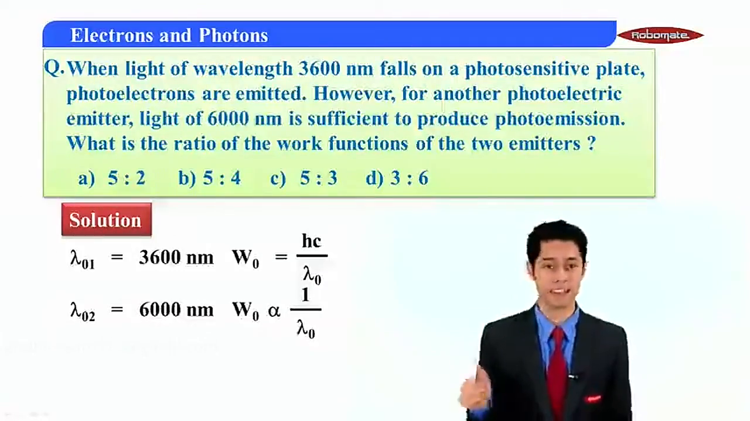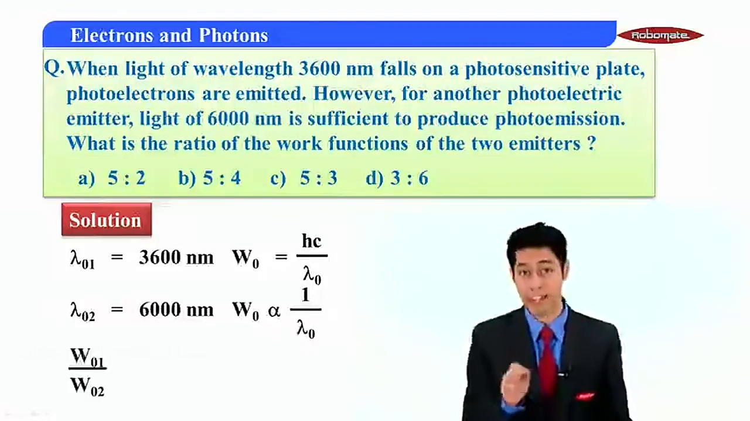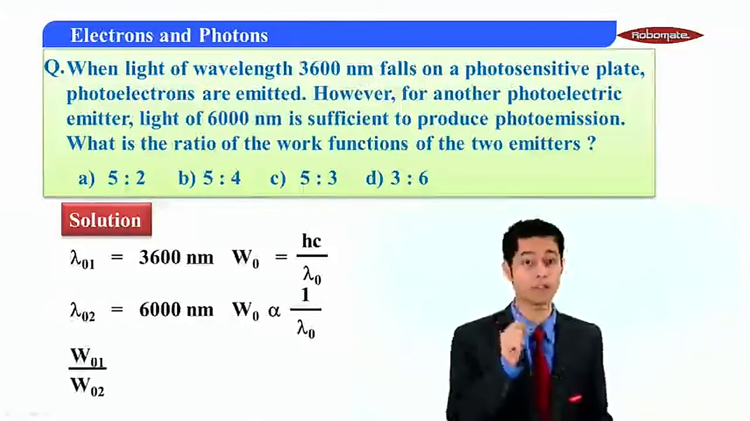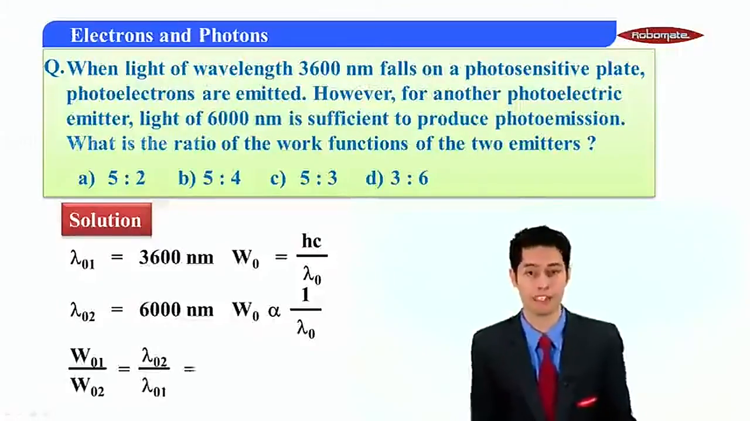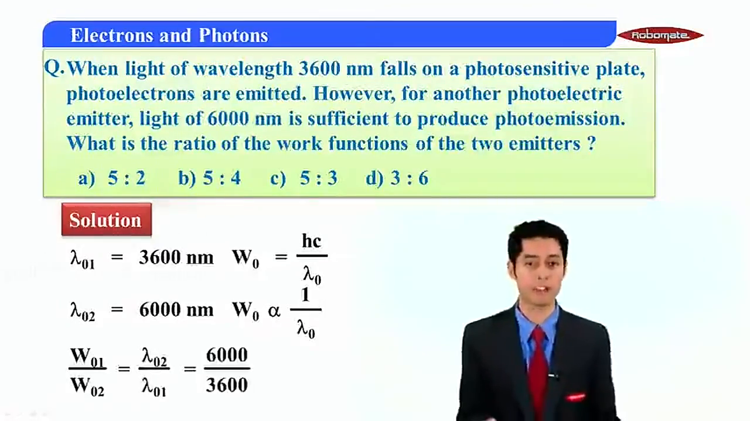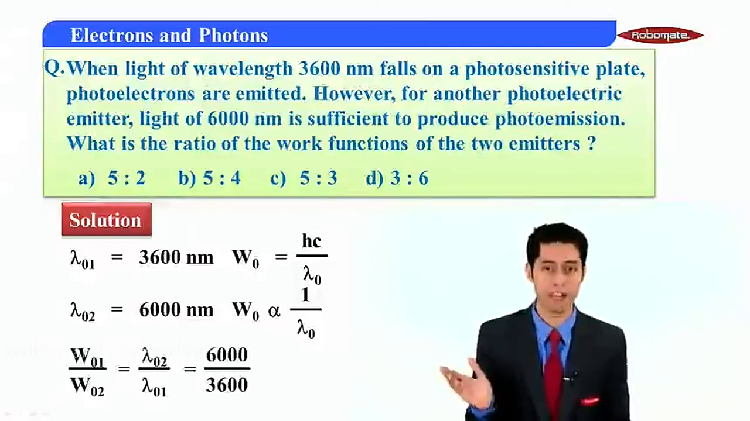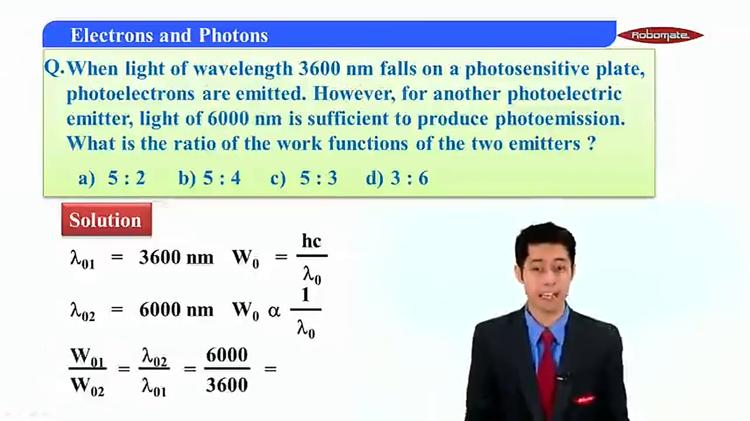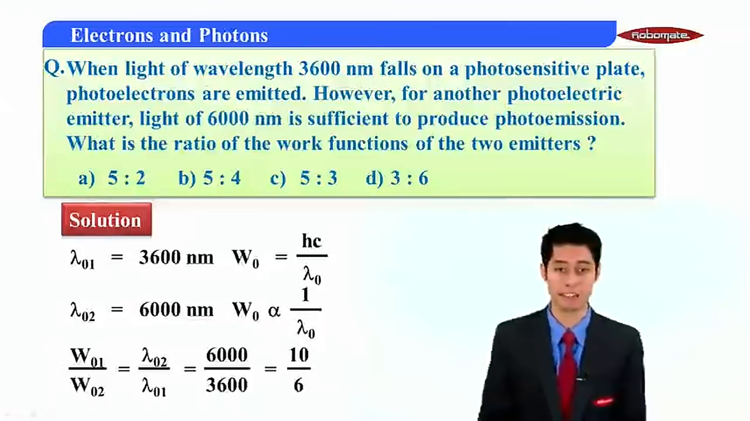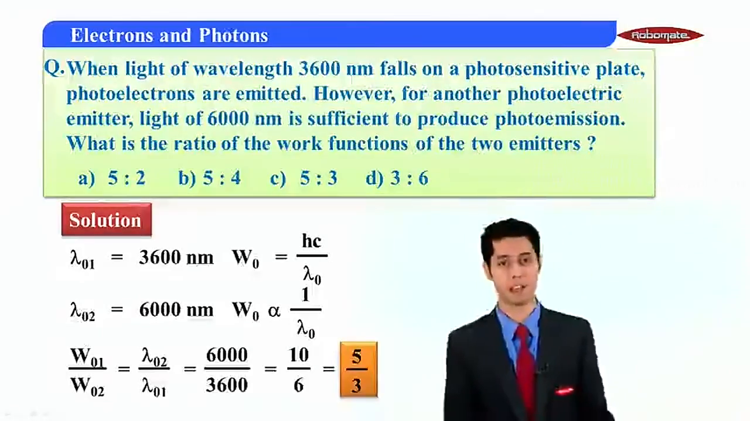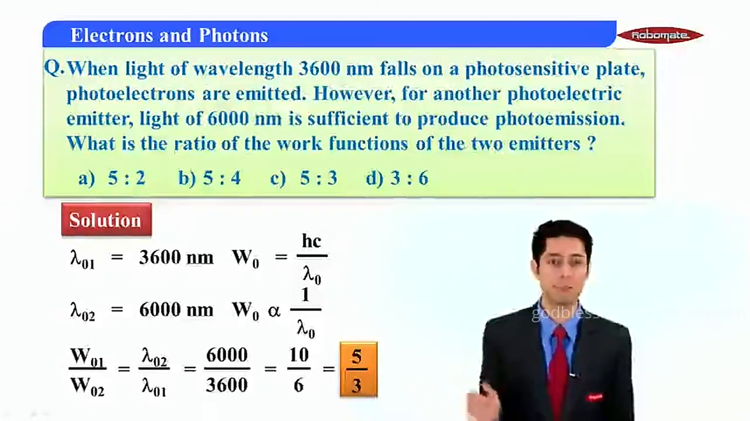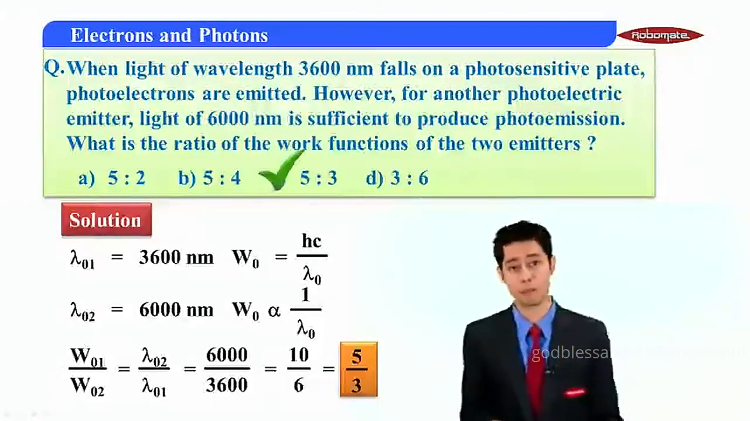So using this relation while we solve the problem, I can write work function 1 upon work function 2 will come out to be lambda naught 2 upon lambda naught 1. Can I say lambda naught 2, I have the value, lambda naught 1, I have the value. When I substitute them, I get the answer as 10 upon 6, which on further dividing, I get it as 5:3. So this, students, was a very simple problem. Moving ahead to the next problem.